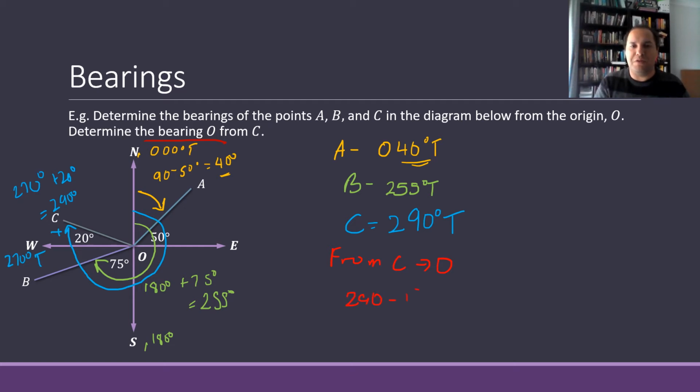That'll be 290 subtract 180, so that'll be 110 degrees true to head back in the opposite direction. So walking one way from O to C, to get back we'll spin around 180. So we'll subtract 180 or add 180, depending on what number you're using. In this case, it makes sense to subtract 180 because that gives us a number smaller than 360 going back in the opposite direction. So subtracting 180 gives us 110 degrees true, and we'll walk that direction back.